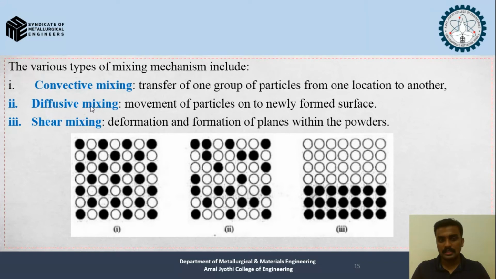And next is the diffusive type of mixing. It is the movement of particles onto a newly formed surface, and we have a random arrangement of particles here. That's why it is termed diffusive mixing. And at last we have shear mixing, that is the deformation and formation of planes within the powders. And you can clearly see there are two different planes, and this kind of mixing operation is termed shear mixing. I hope it is clearly evident from the figure.